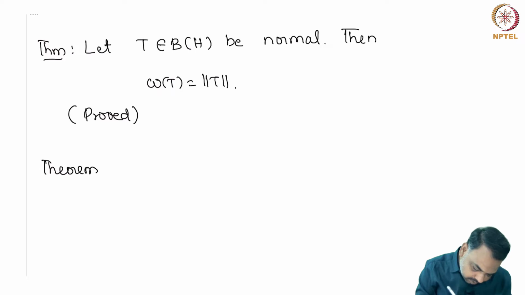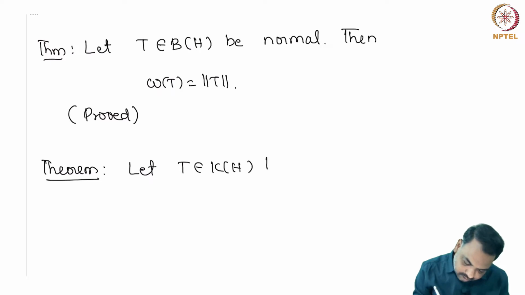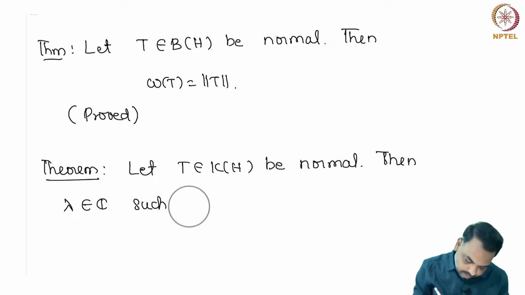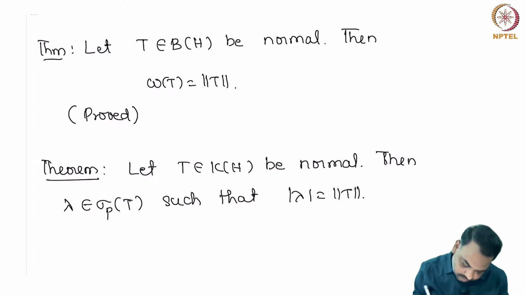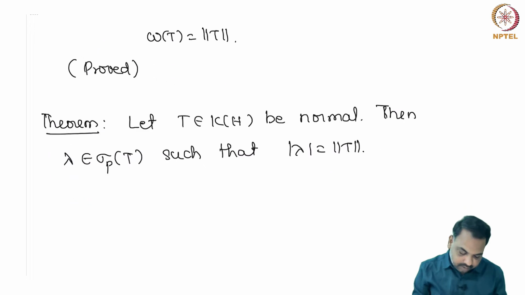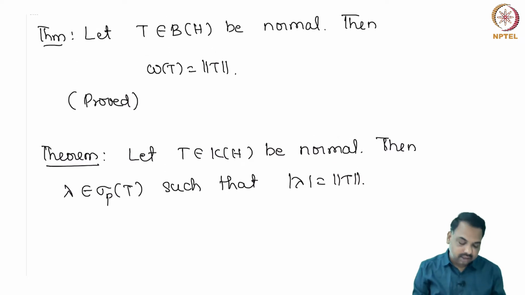And the second theorem: now using this result we can actually show that if T is compact normal, then there exists a complex number lambda in the point spectrum of T such that mod lambda equals norm T. In the earlier case, since lambda is a real number, we got either lambda equal to plus norm T or minus norm T. Here lambda is a complex number, so we get mod lambda equal to norm T. And in fact, using the same proof we can actually prove this result.